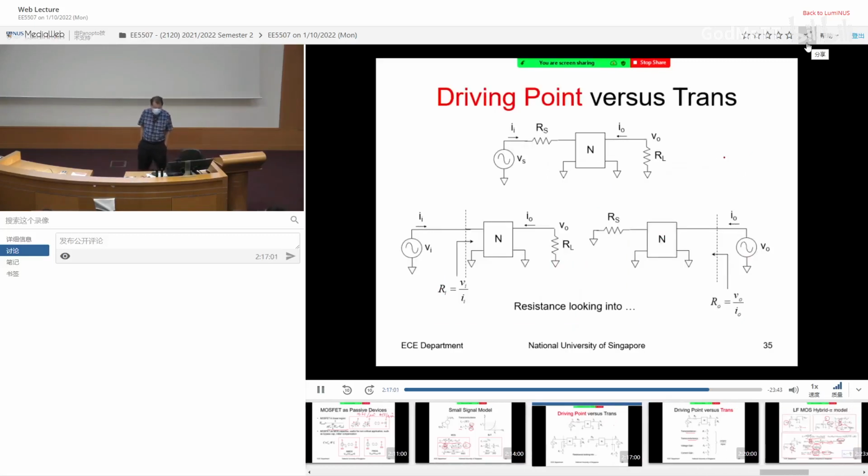So here is the driving point concept versus trans. So in circuit, a lot of time, we borrow the concept. The circuit can be very complicated, but although it's very complicated, if I look into it, I have a certain voltage, it draws a certain current. Then this whole thing just behaves like a resistor of a certain value. You get the point? Why do we want to consider it that way? It makes your life simpler.